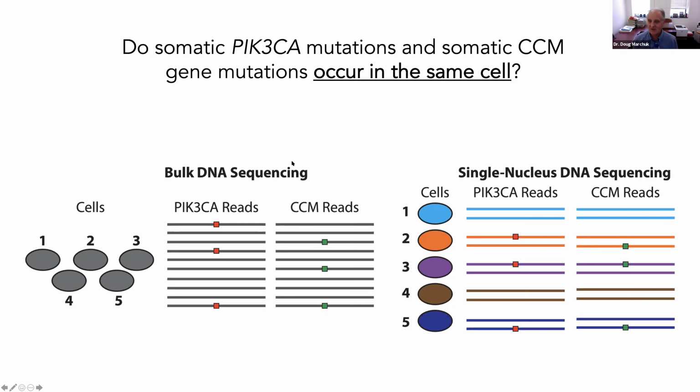And this is just a picture of this when we're sequencing DNA from a big lesion and we just grind it up and make DNA. We can see these mutations, but we don't know what cell they came from. We need to really isolate individual cells to see that, like, for example, this blue cell doesn't have any mutations, but this orange cell has a mutation in PI3 kinase and in CCM, etc. So that's what we need to do. When it's all mixed up in a big gamish, we can't tell.